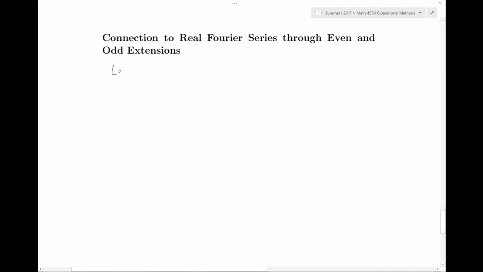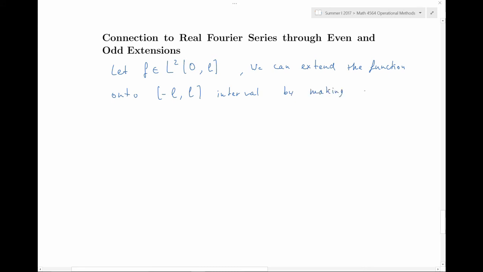So suppose we have a function belonging to the space L2 from 0 to L. We can extend the function until the interval from minus L to L by making either an odd extension or even extension.